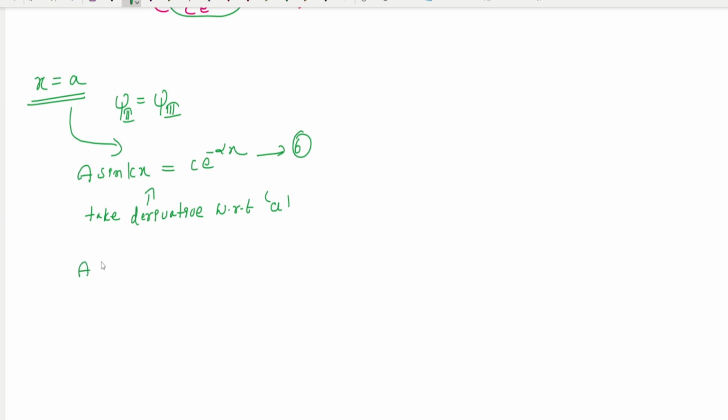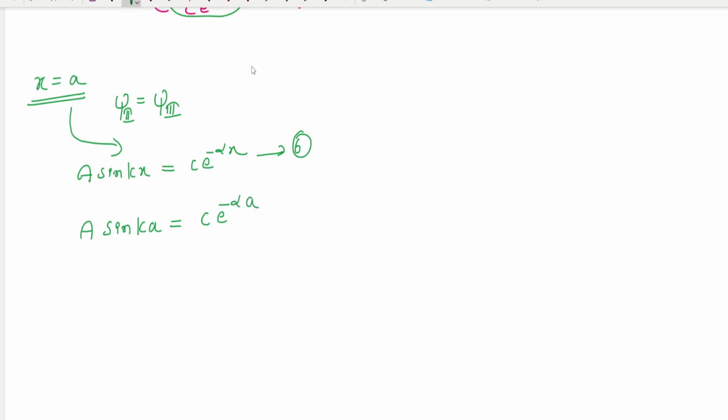This is a k cos kx at x equal to a equals c e power minus alpha x, this one with respect to a. We didn't substitute, after substituting a only. Sorry for the interruption. First you need to apply the boundary condition, right? Whenever you are solving this type of equation, just be careful. c e power minus alpha a.